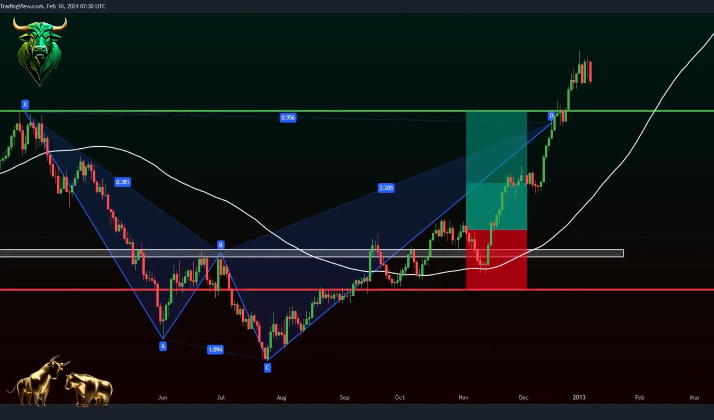Congratulations! You've successfully applied this method to capture profits from the market. Remember to adapt this strategy to your risk tolerance and trading style.